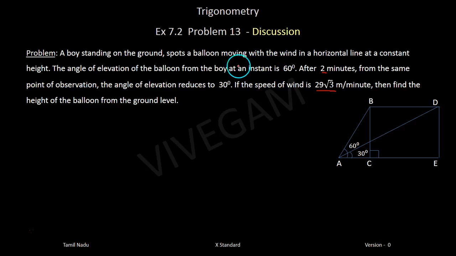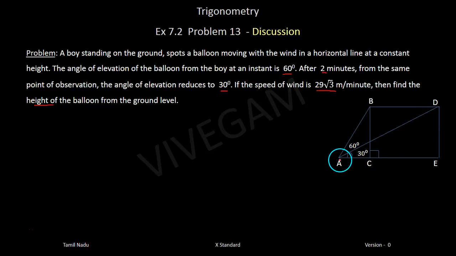Anyway, let's mark what is given. So the initial angle of elevation is 60 degrees, final angle of elevation is 30 degrees. It takes 2 minutes to move from the initial to final position. The speed of the wind is 29√3, and we are asked to find the height of the balloon from the ground level. Now in this triangle BAC, if you take tan 60, that is opposite by adjacent, then you will have a relationship between BC and AC. Both we don't know, but we want to know BC. BC equals DE. Both are the height of the balloon from the ground level. So you'll get a relationship between BC and AC.